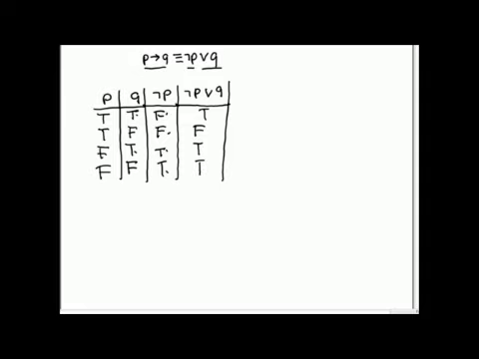Now we want to look at if P then Q. If P then Q is true for the first row because it is true, true. It is false because if P is true and Q is false, then that means the entire thing is false. And this is true, true.